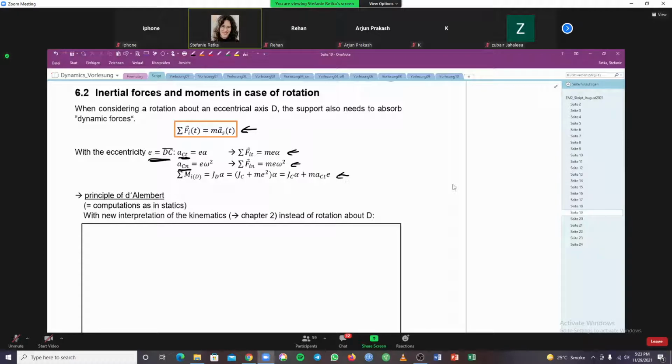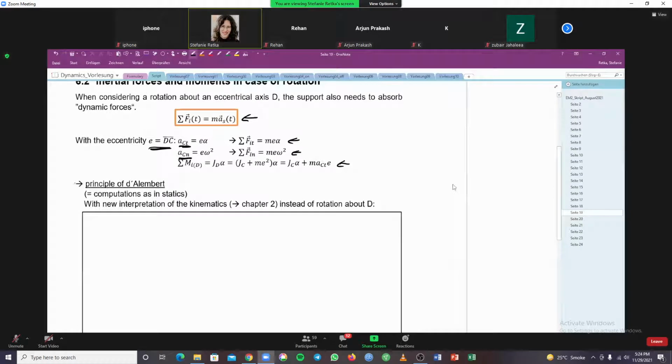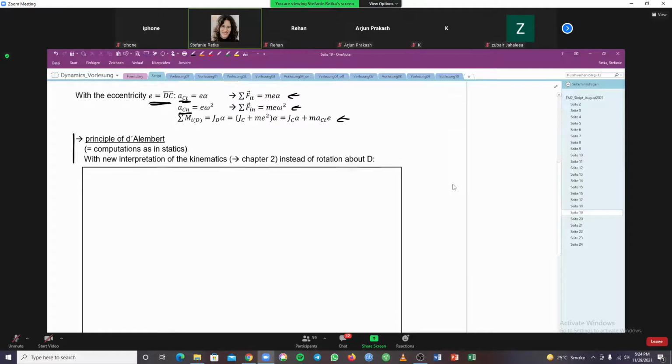We already talked about this. Here it is written again. We use the principle of D'Alembert to solve the system, meaning we use the same approach as in statics. The only difference to statics is that we have to consider the inertial loads in the system. Okay, so what are our additional loads that we have to consider? I will just repeat what we did in chapter 4 and 6, such that we have it all complete here.